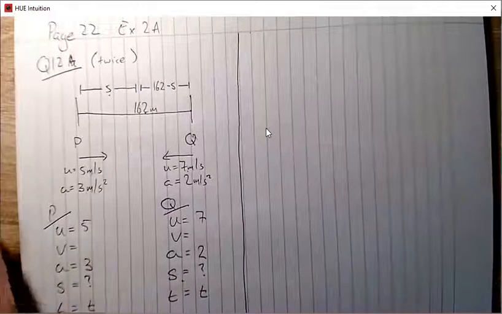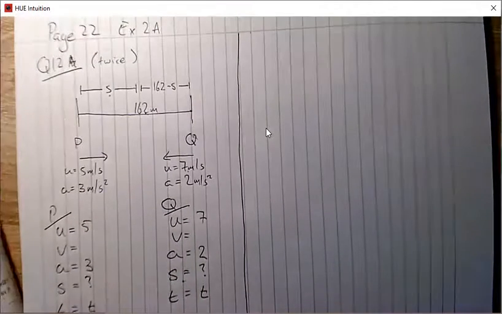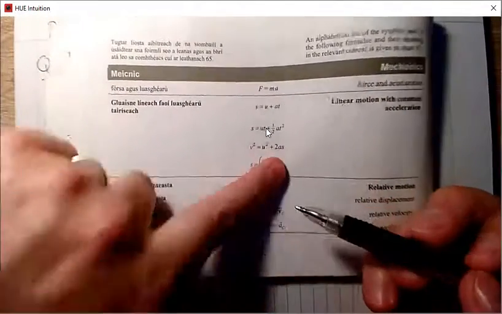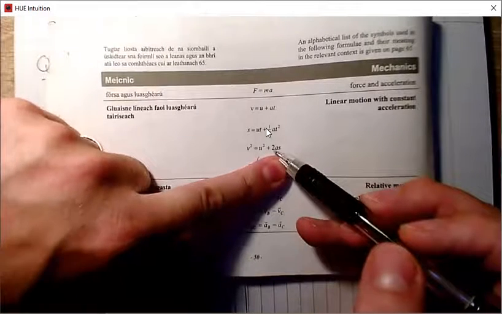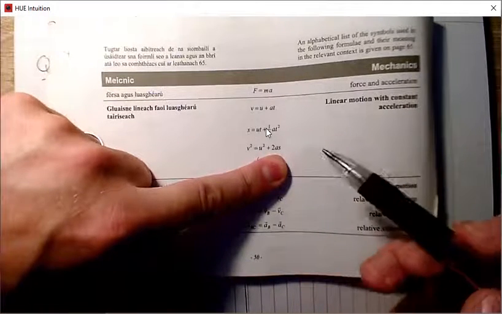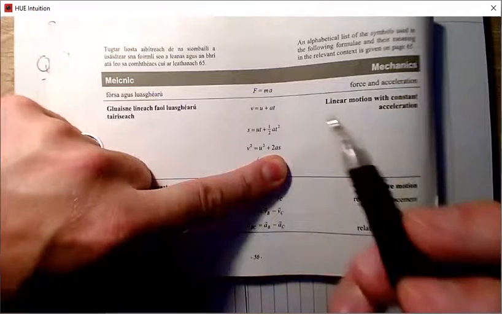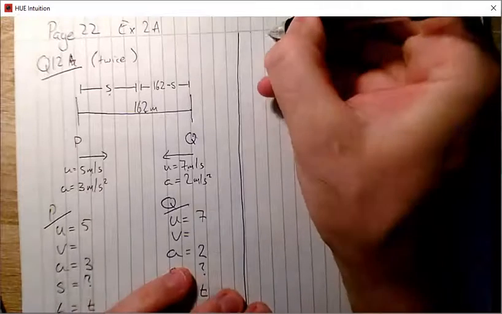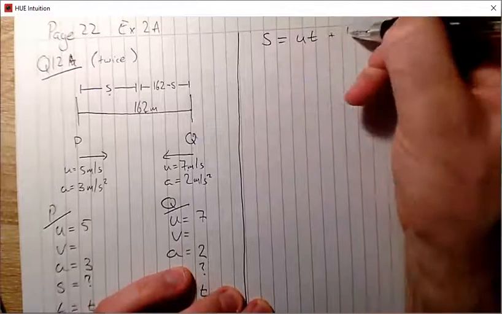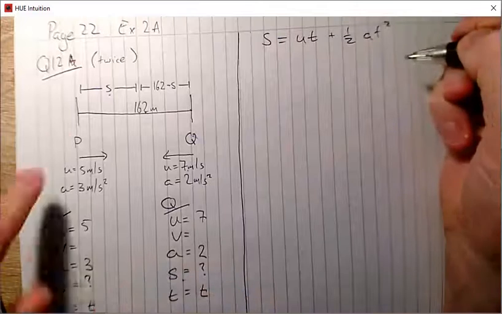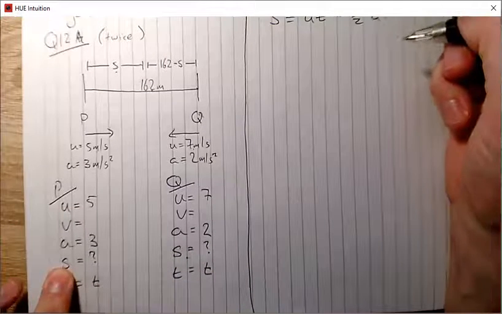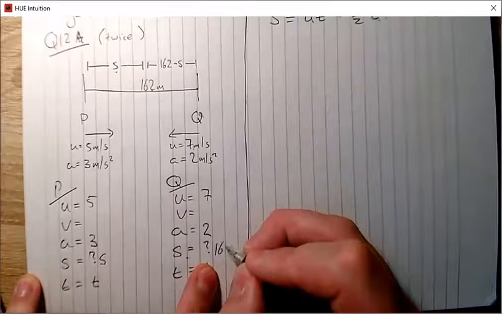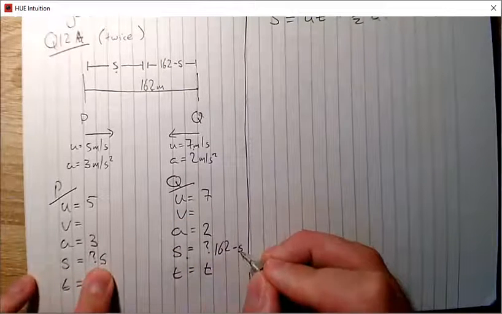So that's going to give us two sets of equations. When we go to pick our equations, you'll go to page 50 in your log tables, look up mechanics, and you'll say, which one of these three has no final velocity in it? V is what I'm not interested in. The one that has no final velocity in it is S equals ut plus a half at squared. So that's what we're going to use. For P, the unknown distance I'm going to call just S, and for Q I'm going to call this 162 minus S. And S in both cases means this distance here.